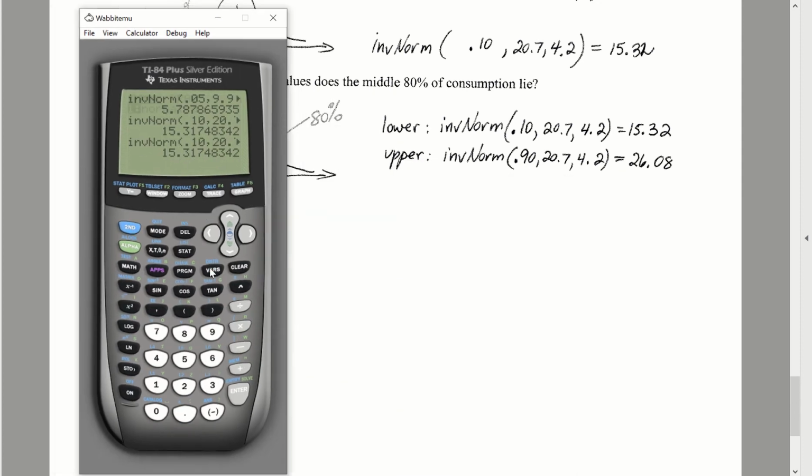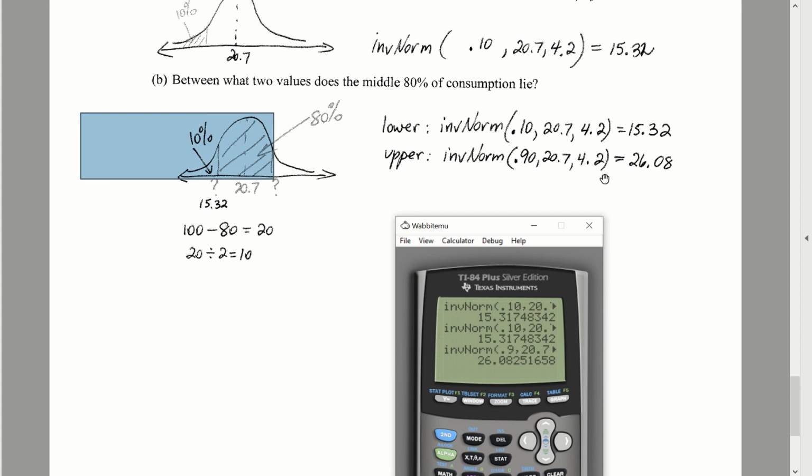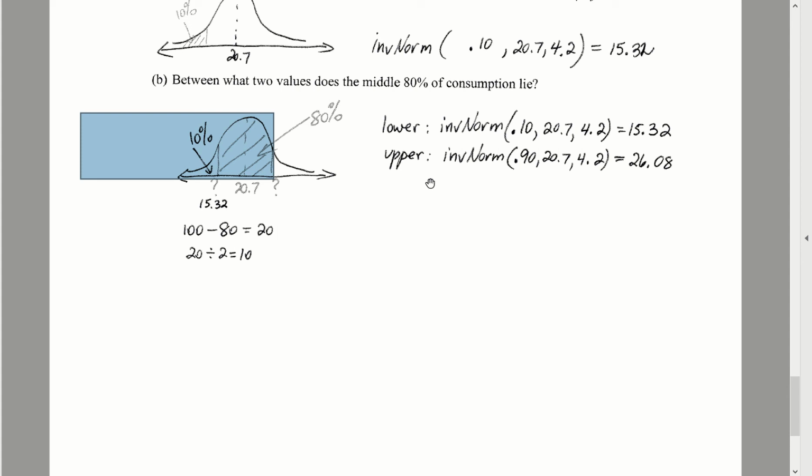So it's going to be second distribution, inverse norm, 0.90, mean of 20.7, standard deviation of 4.2. Go ahead and hit paste, and we would get 26.08. So consumption levels between 15.32 pounds and 26.08 pounds of ice cream would comprise the middle 80% of all consumption levels.